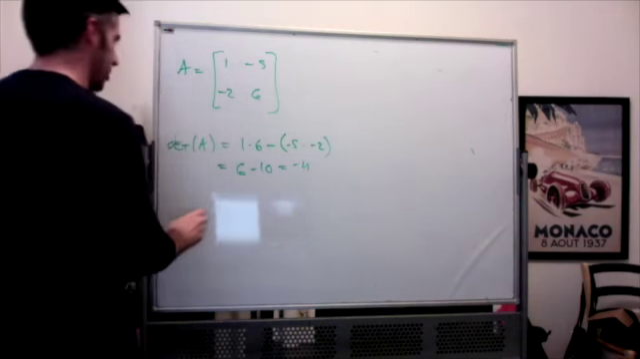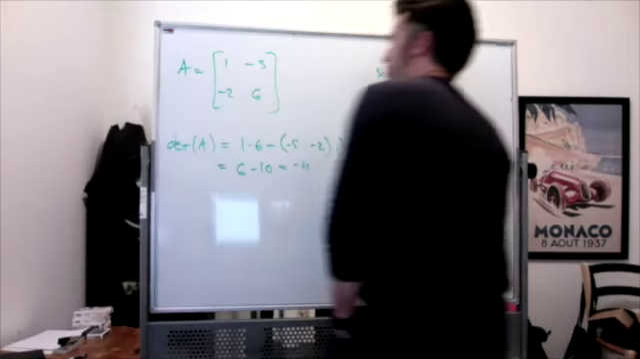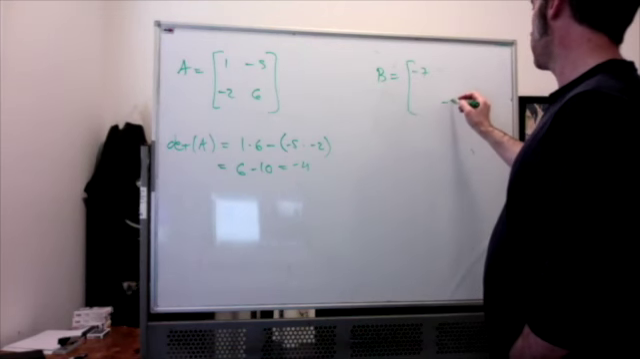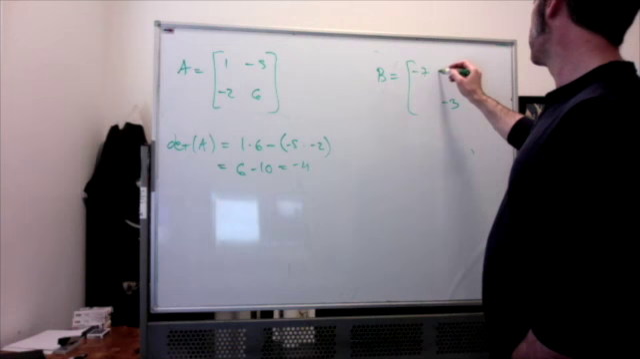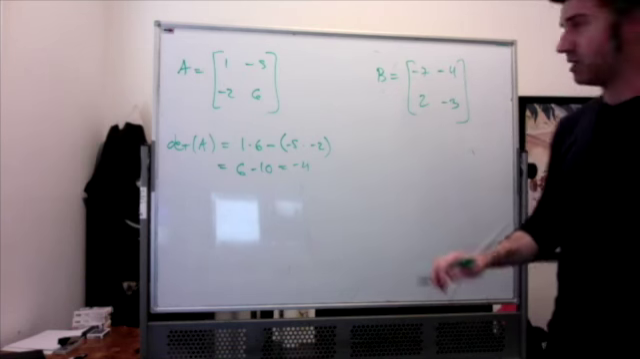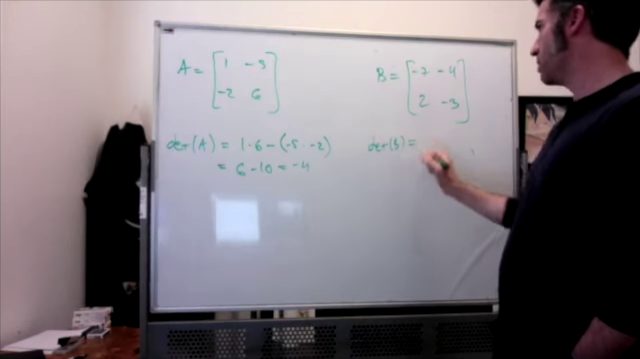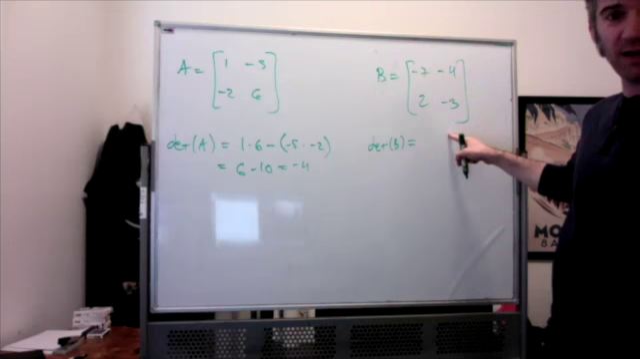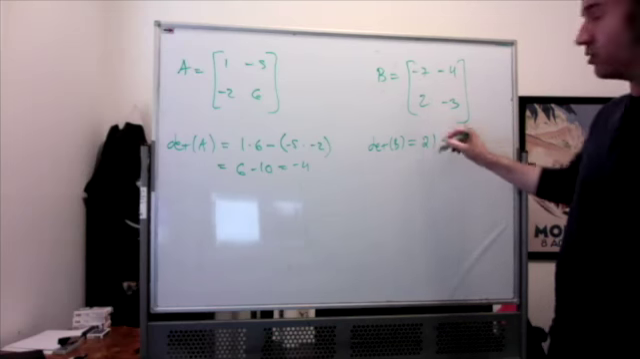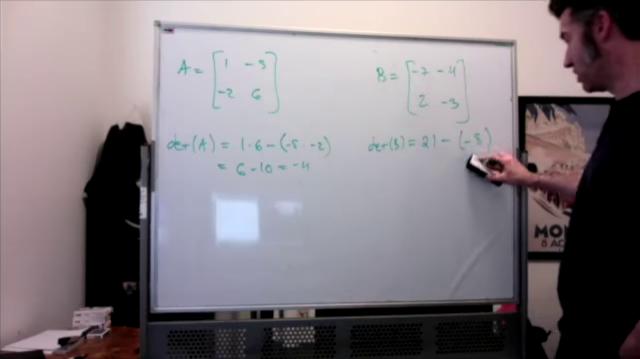Or we could do something like, let's say our matrix was B equal to, I don't know, -7, -3, -4, 2. Why not? Okay, so now let's see. Our determinant of B is going to be -7 times -3, so positive 21, minus -4 times 2, -8. So it's 21 plus 8, which is 29.